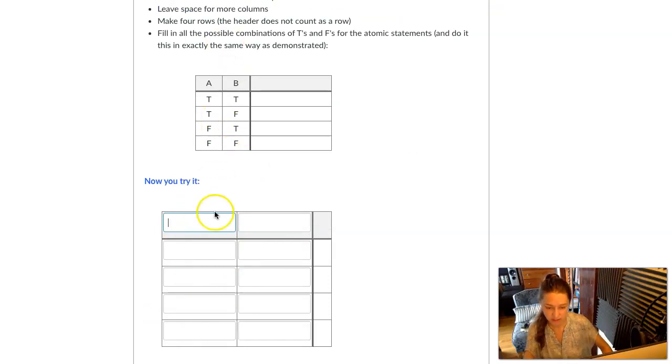We're just copying this down. We need to make a column for each of the atomic statements. We put them in alphabetical order. The first column is top half T's, bottom half F's. The next column is every other. And the goal is to make sure we have every combo. Done.